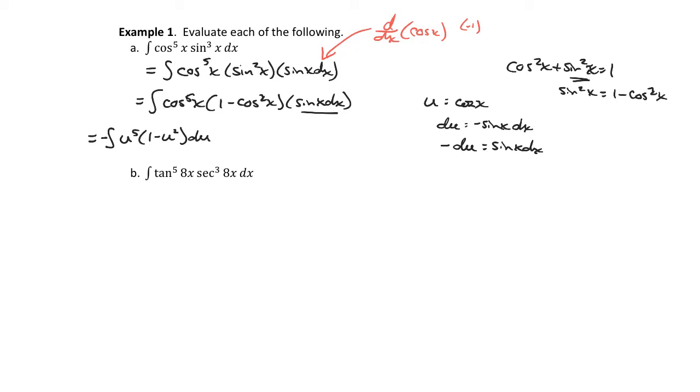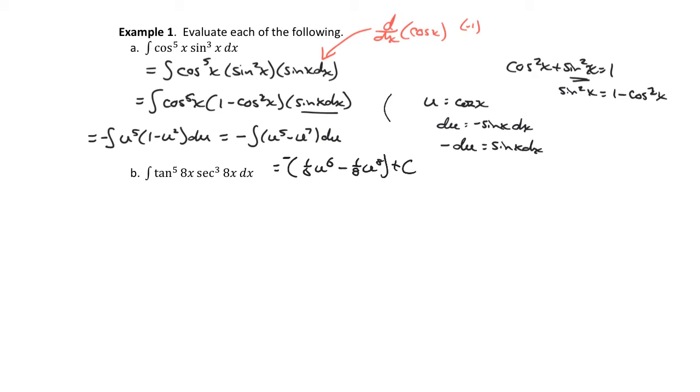We're going to distribute the u to the 5th through. So negative integral of u to the 5th minus u to the 7th du. We can take the antiderivative. It's going to be negative. Whoops, we don't want the integral anymore because we're evaluating the antiderivative. It's 1/6 u to the 6th, and I missed my negative, minus 1/8 u to the 8th plus c.